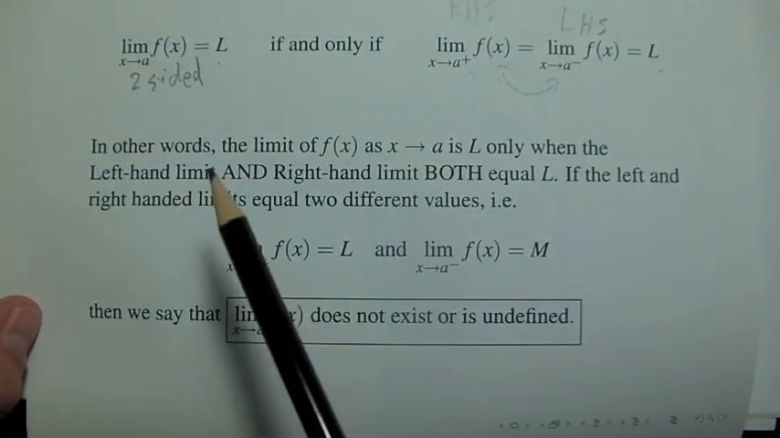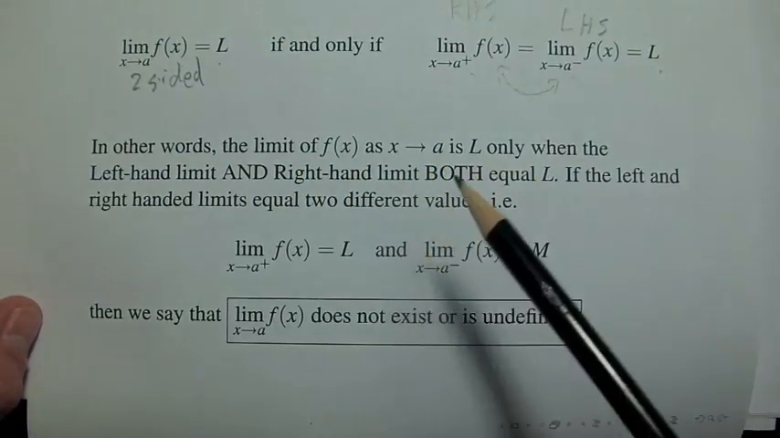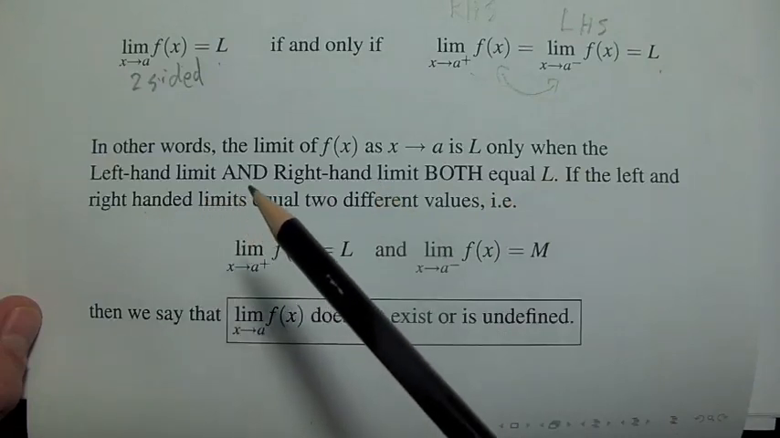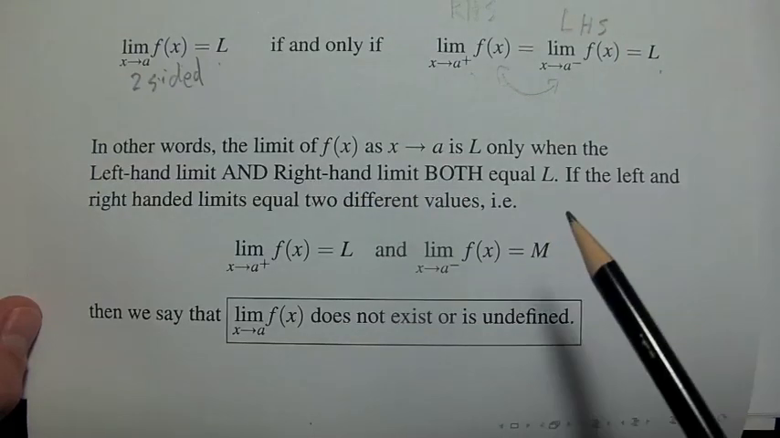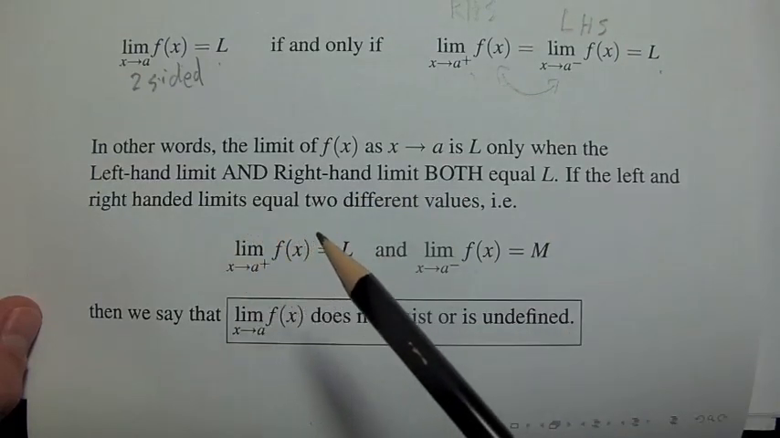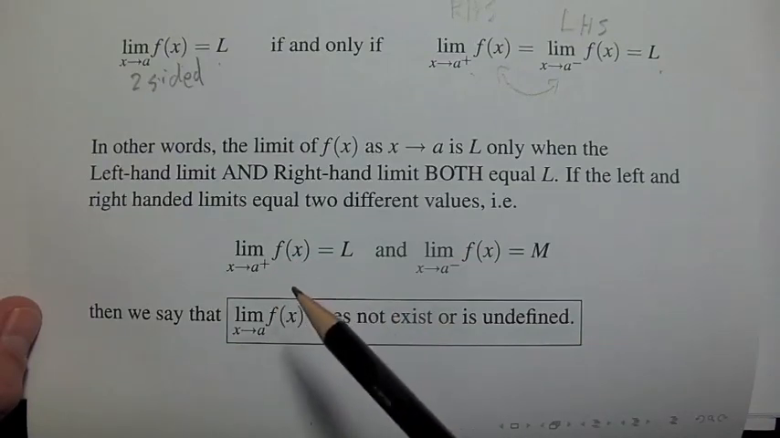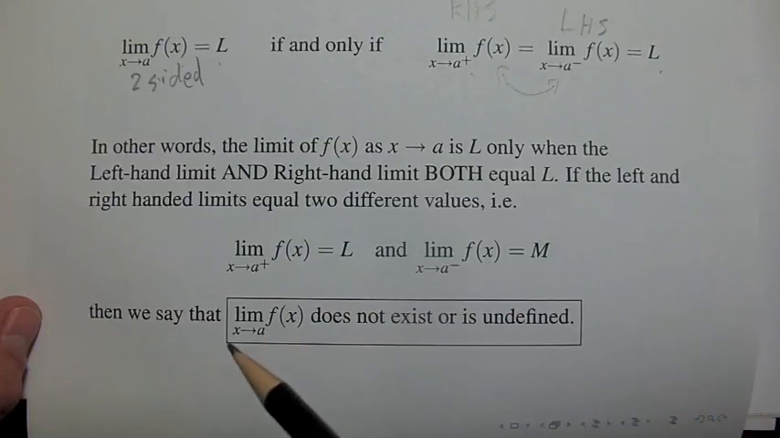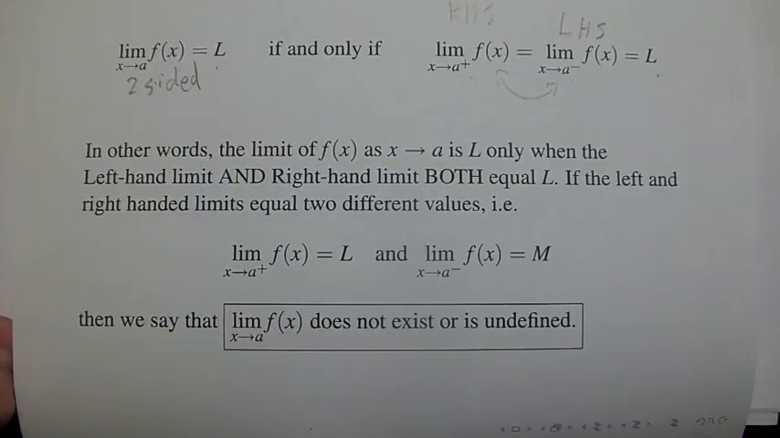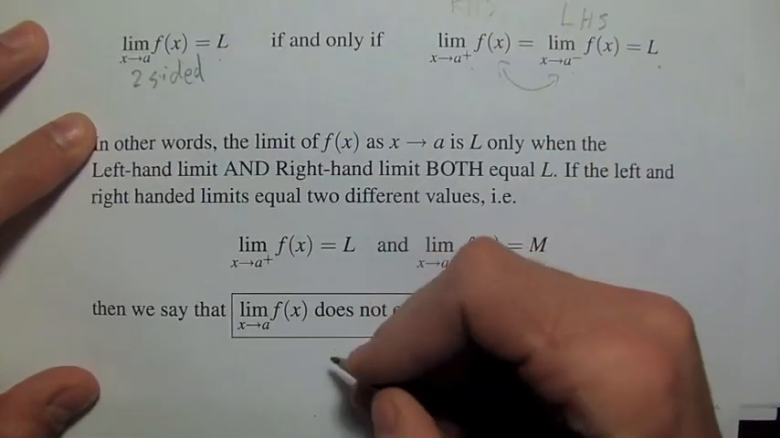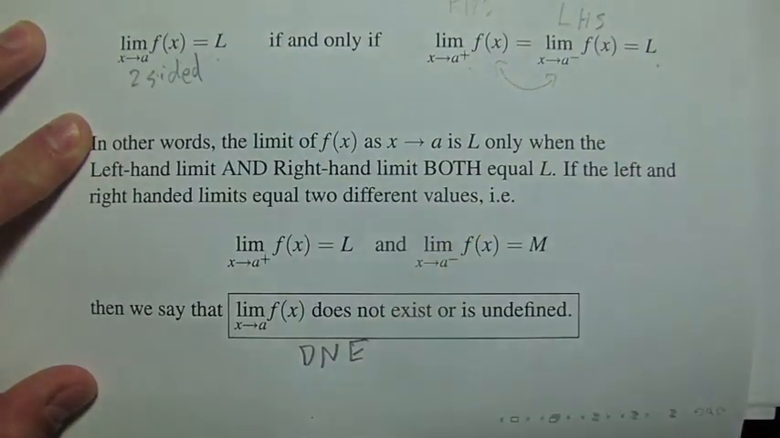So in other words, the limit of f of x as x goes to a is equal to L only when the left-hand limit and the right-hand limit both equal L. If the left and right-handed limits equal two different values, say from the right it equals L and from the left it equals M, then we say that the limit as x goes to a of f of x does not exist or is undefined. We often use the shorthand DNE for does not exist.